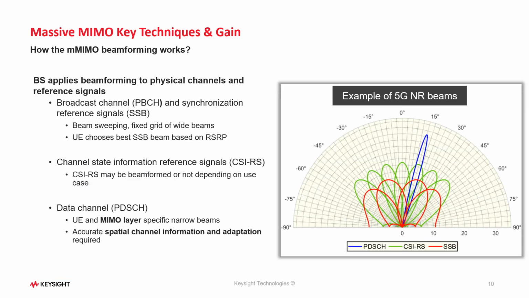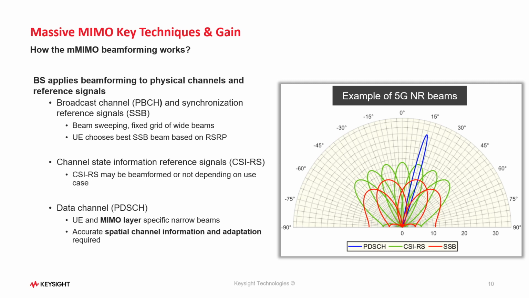Then about how massive MIMO beamforming works in practice. In 5G NR, everything is typically beamformed. This is an obvious difference to 4G. There is different beamforming applied for different reference signals and physical channels. Broadcast channel SSBs are transmitted on wide beams, and channel state information reference signals are typically also beamformed with wide beams in FR1 case.